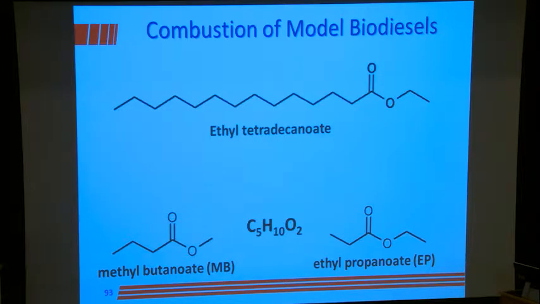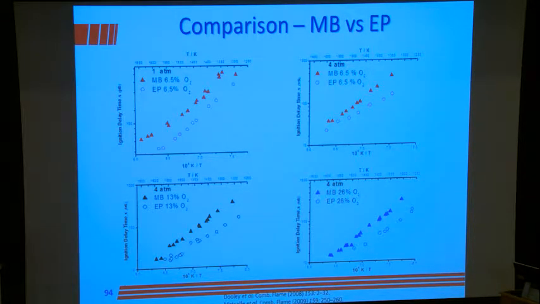So if we compare the reactivity of both of them at the high temperature, similar to the high-temperature work that we did on alcohols and ethers that I was talking about earlier, you see that the ethyl ester is always faster at the same condition of fuel and oxygen and so on. It's always faster to ignite compared to the methyl ester, and again, it's about a factor of 2. And this is regardless of whether you're at different pressures or different concentrations of O2. So the ethyl ester here is always the open symbol, the methyl ester, the solid symbol.